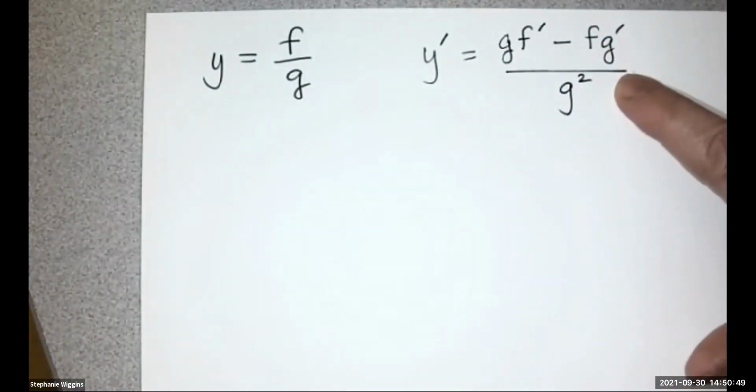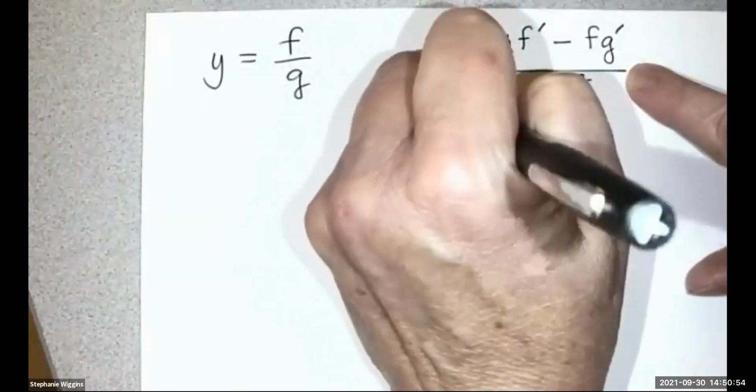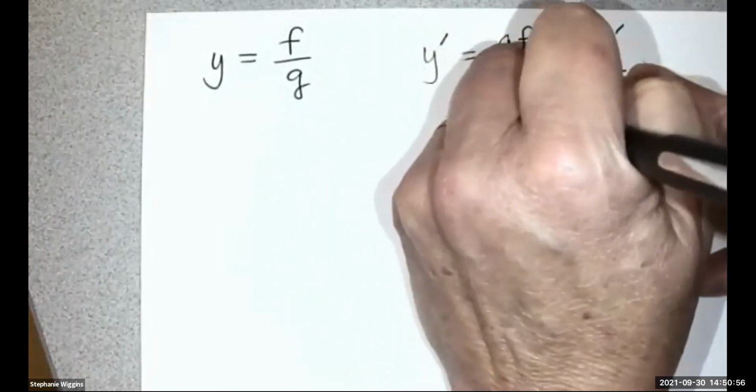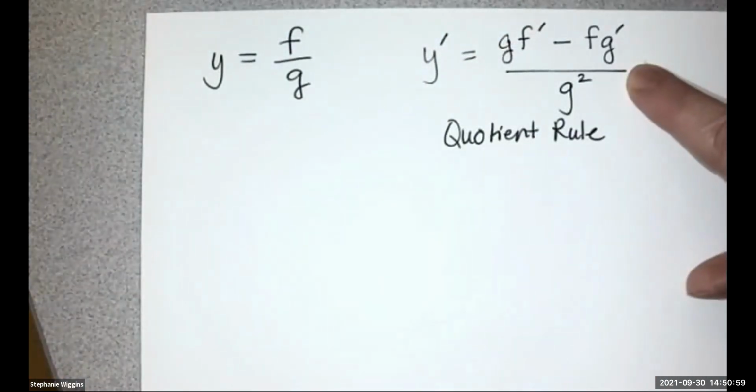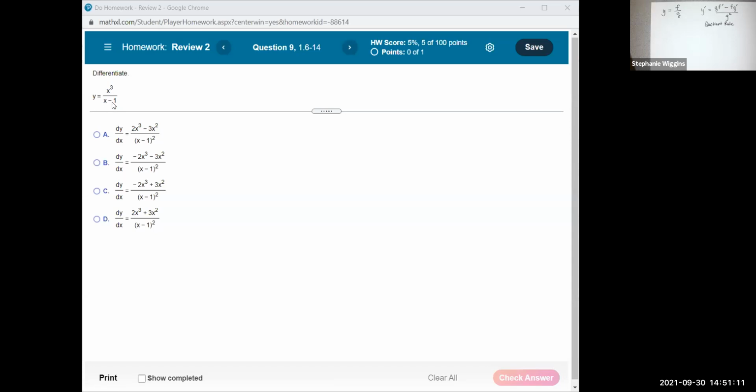I'm going to give you this formula for the test. You don't have to memorize that. This is the quotient rule. And so when we use that in this particular problem, you can see that the top function, our f, is x cubed and our g is x minus 1. So this is problem number 9. And we have y equals x cubed over x minus 1.